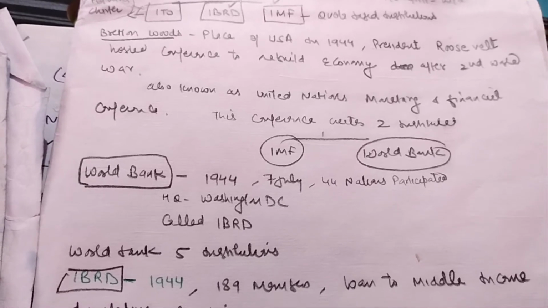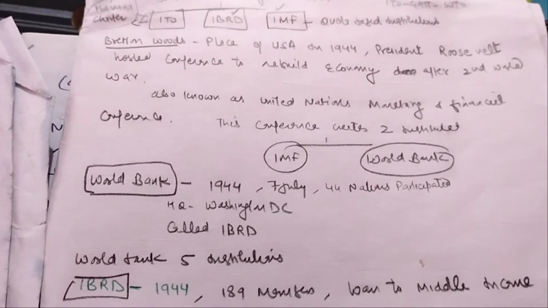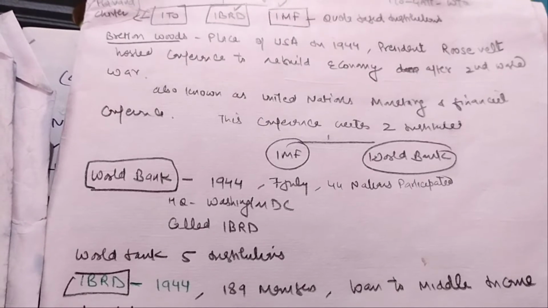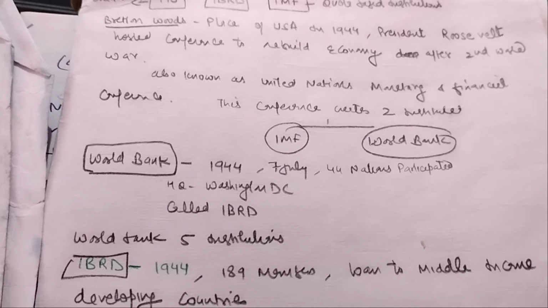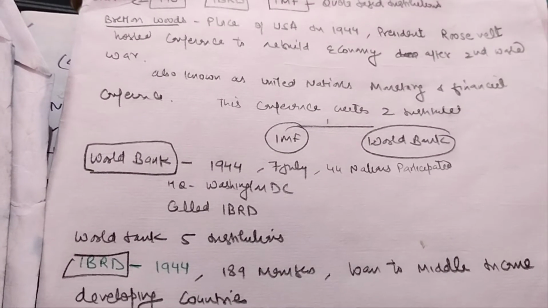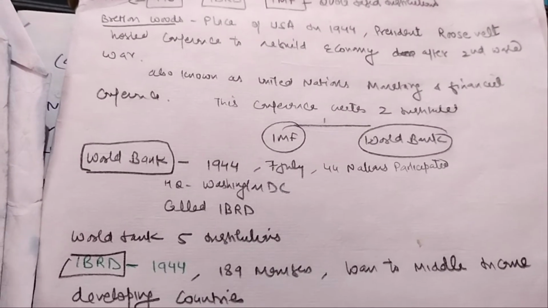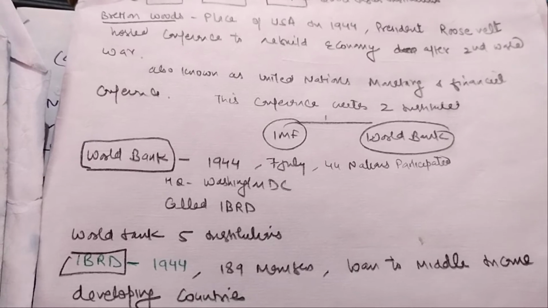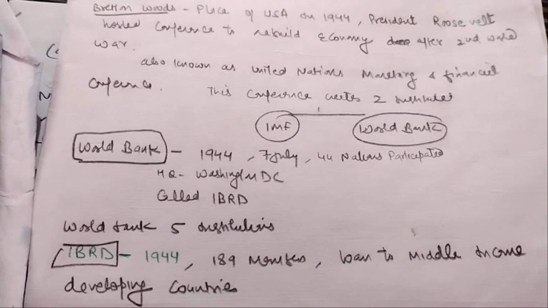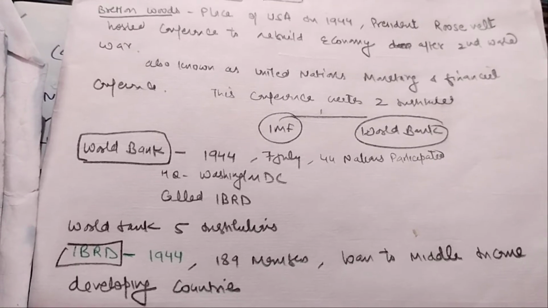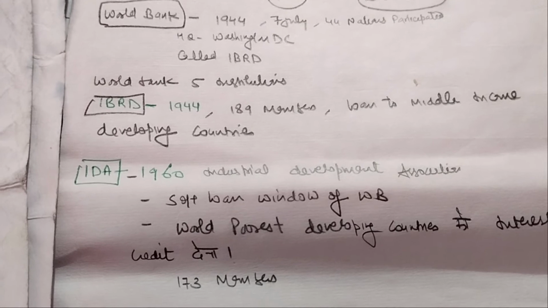It is headquartered in Washington DC, and there are five institutions that come under the World Bank. The IBRD came in 1944, or you can say 1945, with 189 members, and its main purpose is to provide loans to middle income developing countries to recover or rebuild the economy after the Second World War. Another one is the IDA, which came in 1960.